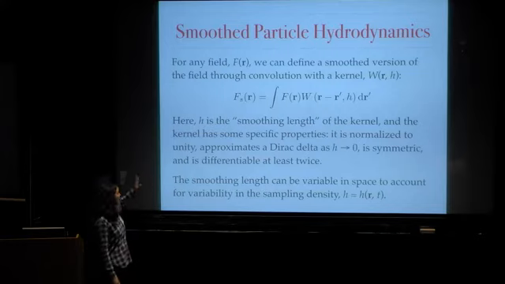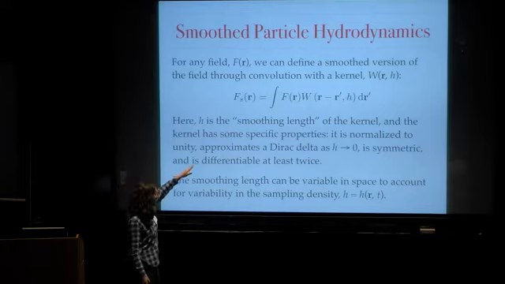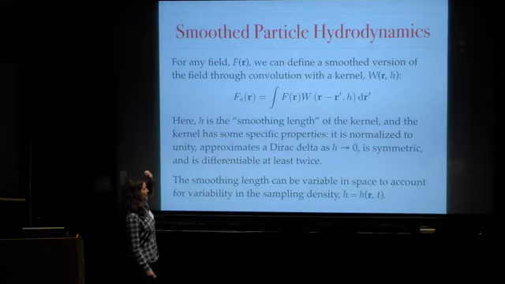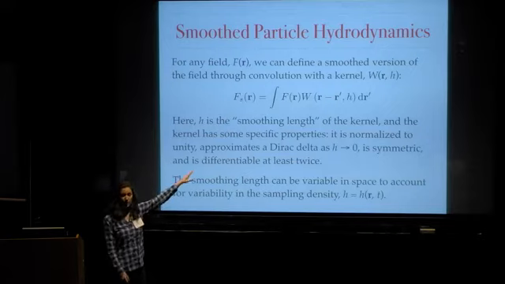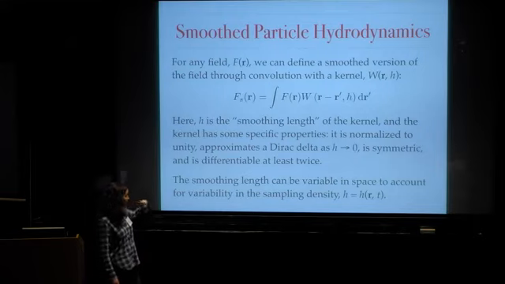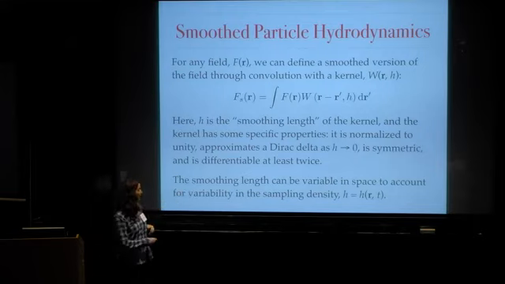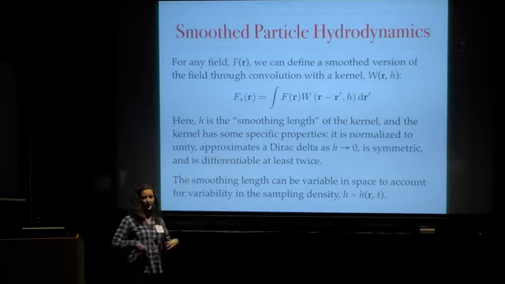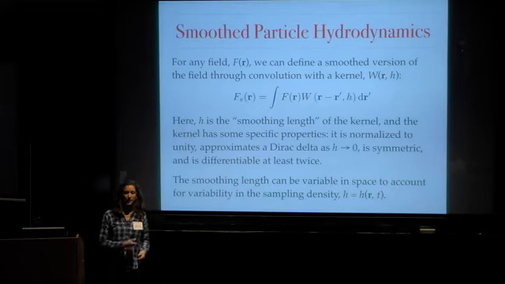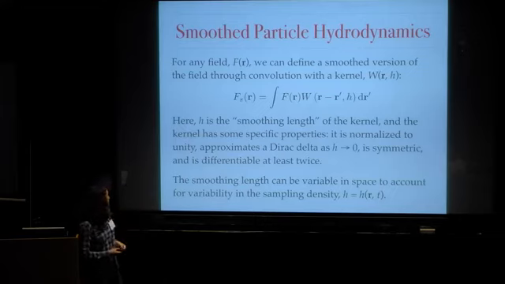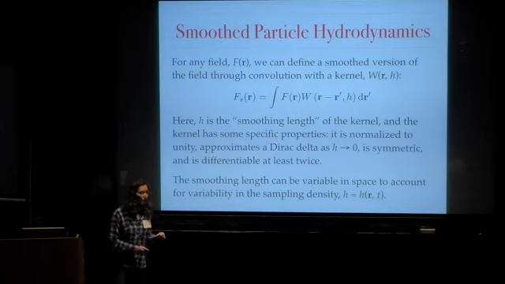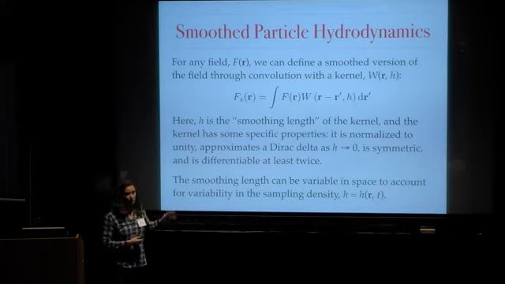Basically, if you have a field, we'll call it f of r, you can define a smoothed version of that field, f of s, by convolving it with a kernel, which here I've defined as W of R. And so R is the position of the particle. H is what we call the smoothing length of the kernel. And this kernel, I'm not going to actually put up a specific version of one, but for example, a 3D Gaussian would be an example of one of these kernels, has some specific properties. One is that it has to be normalized to unity and approximate a Dirac delta as H goes to 0. And then it needs to be symmetric and differentiable at least twice.